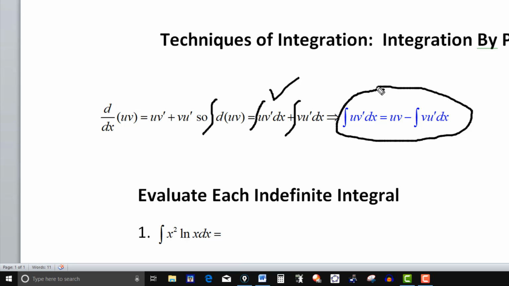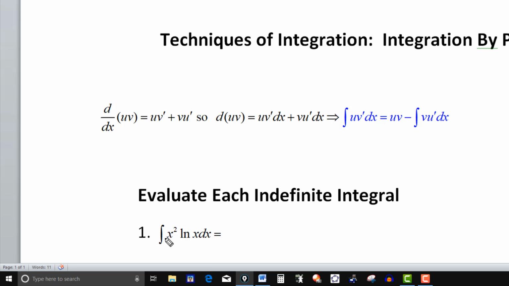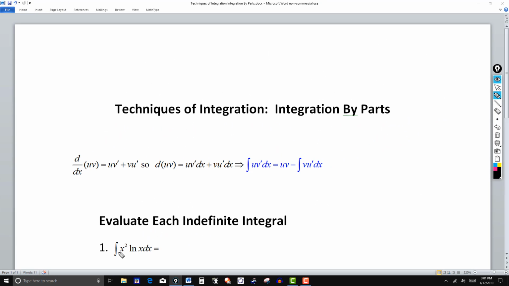Okay, so you start off then, say in the first example that I have here, the integral of x squared ln of x dx. Okay, so the way that stands, there's no basic formula or basic u substitution that's going to work here.